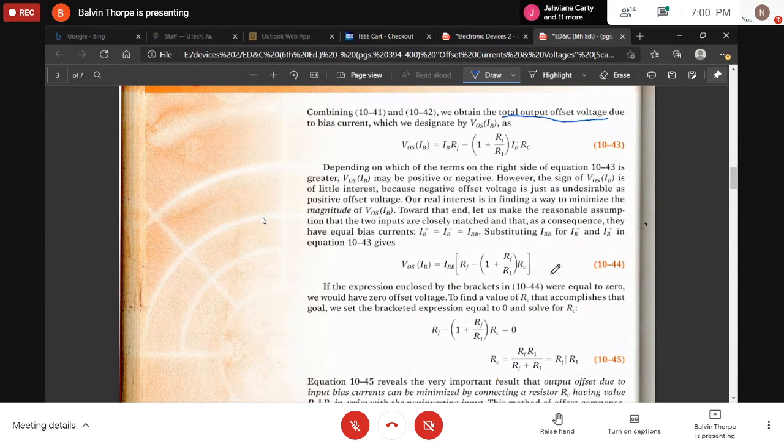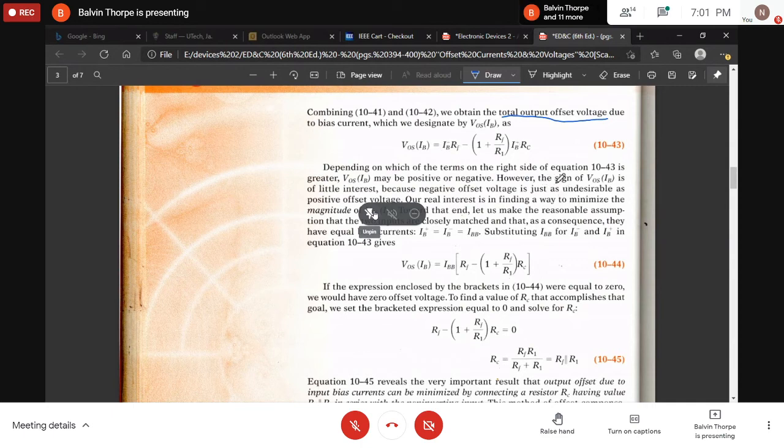All right, so here's what's happening now. Depending on which of the terms on the right side of the equation is greater, VOS(IB), which is the output offset voltage due to the input bias current, may be positive or negative. If this is greater, then obviously the voltage is going to be negative. If this is greater than this, then it's going to be positive, right?